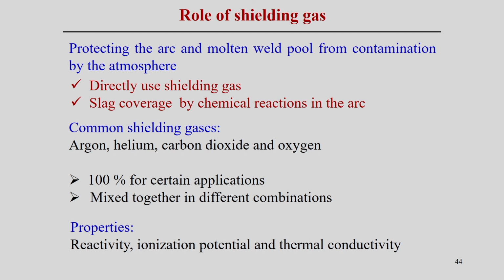But of course, the stability of the arc and the quality of the joint are influenced, to a certain extent, by the choice of the shielding gas, and of course, it depends on what type of material and what type of welding process we are using, all these factors. So, the shielding gas has a certain role in weld joint quality. For certain applications we can use 100% one particular shielding gas, or mix them together in a different combination, depending on the application and on the stability of the arc with this particular shielding gas, because different shielding gases have different characteristics and different properties.